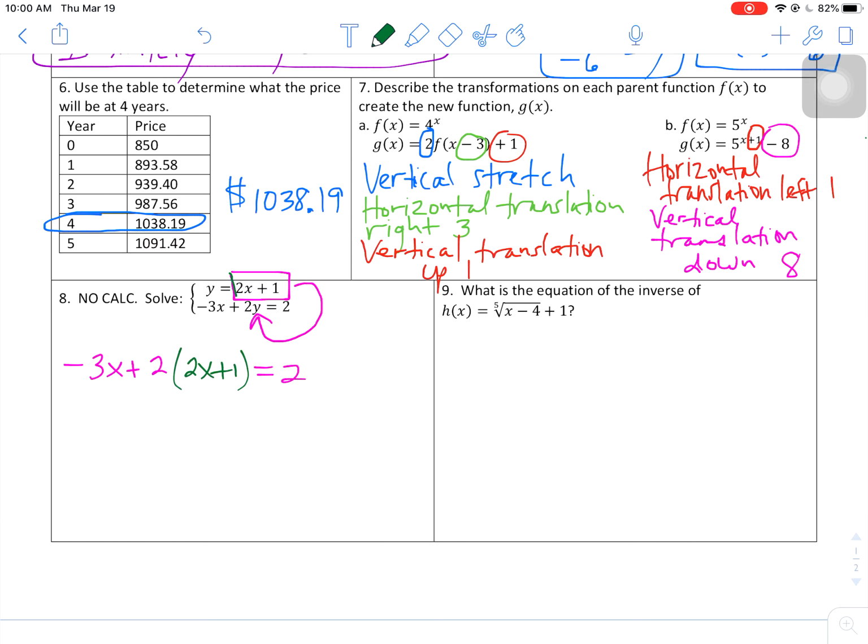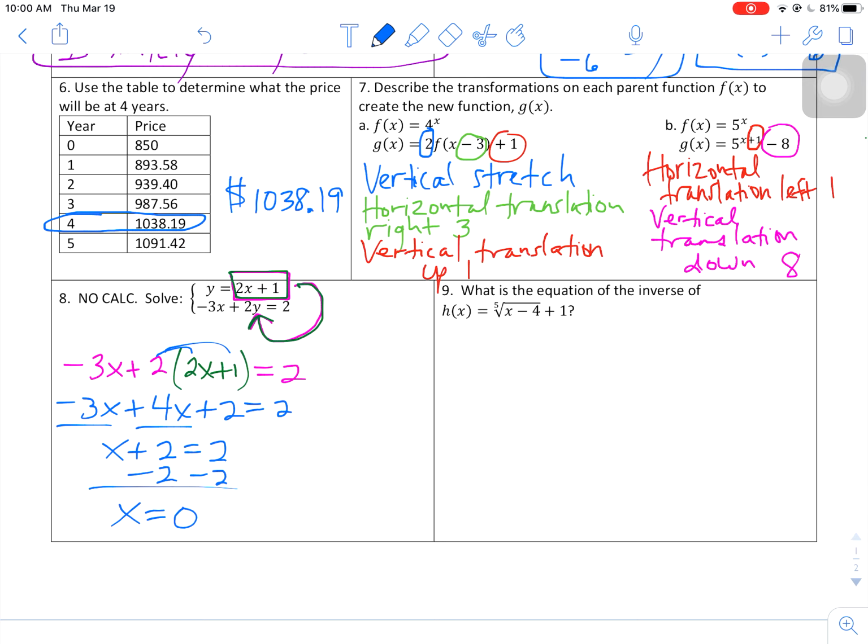So again, this 2x plus 1 is getting substituted in for y. And then from here, we should be able to just solve like normal. So I'm going to distribute to get rid of the parentheses. I'm going to combine like terms. Minus 2x equals 0.